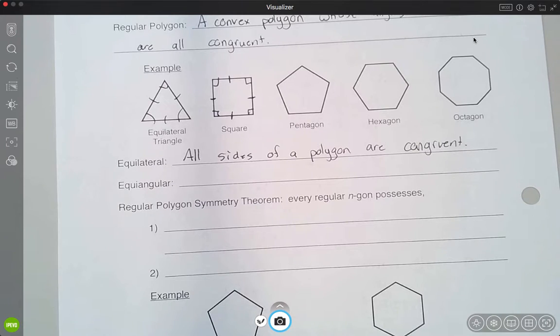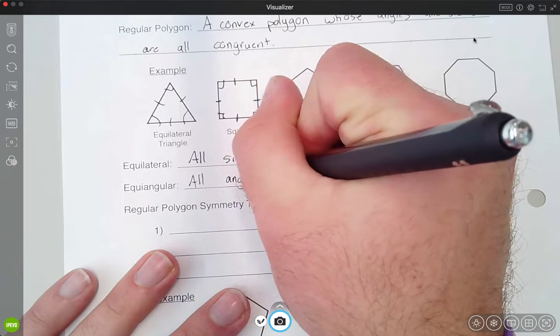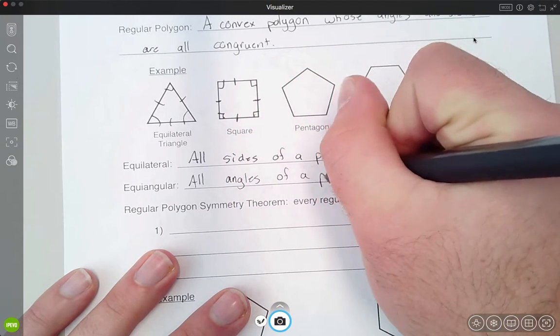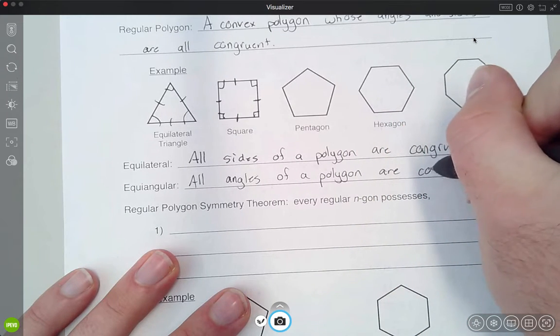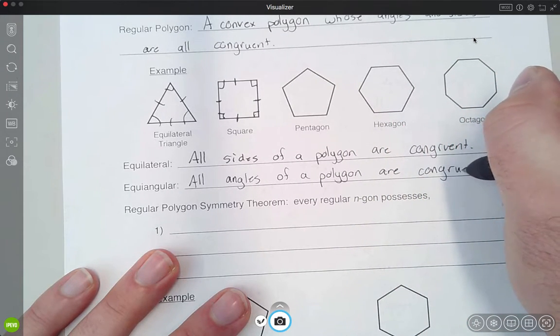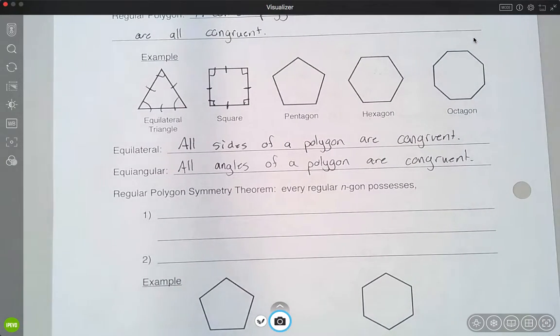And equiangular is kind of the opposite of that. All of the angles are the same. Okay, so all of those angles of a polygon are congruent. Okay, that's going to be our rectangle when we start to talk about our quadrilateral. So all of the angles are the same. If I combine the two, then I get regular, which is our square when we're talking about quadrilateral.